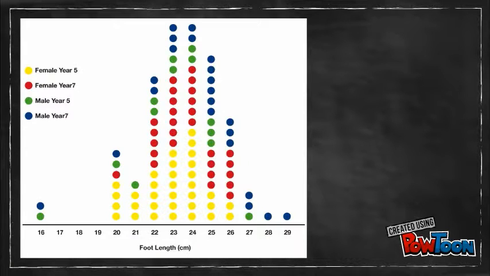This dot plot shows that the mode of the entire sample size is between 23 and 24 cm, and the range is between 16 and 29 cm, so 13 overall.